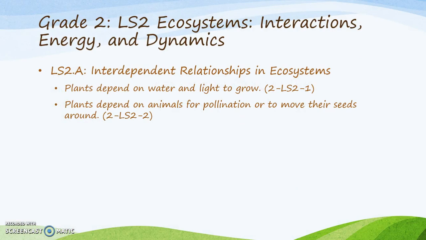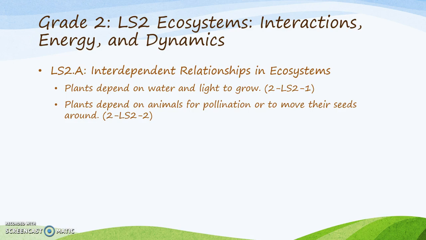So yesterday we talked about a couple of things. We started looking at relationships in our ecosystems. And the two examples that we looked at yesterday were how plants and animals depend on their environment, their surroundings, to help them grow and to live. One of the things that we looked real closely at yesterday was how plants depend on water and light and soil to live. The other thing that we talked a little bit about yesterday is how plants depend on animals for both pollination or to move their seeds around.